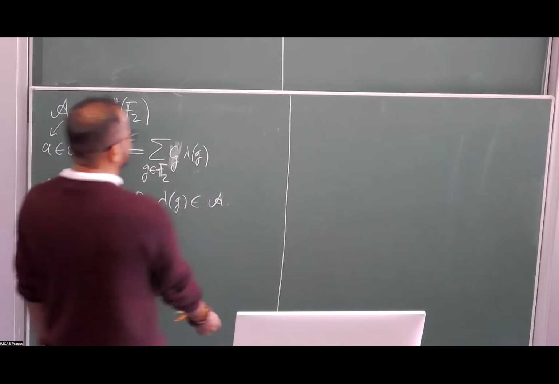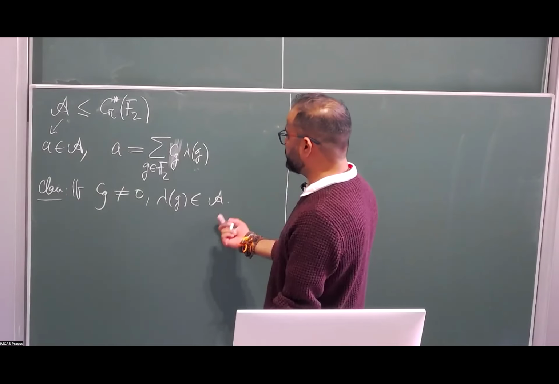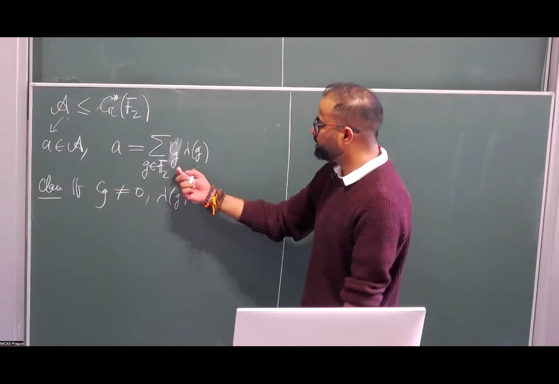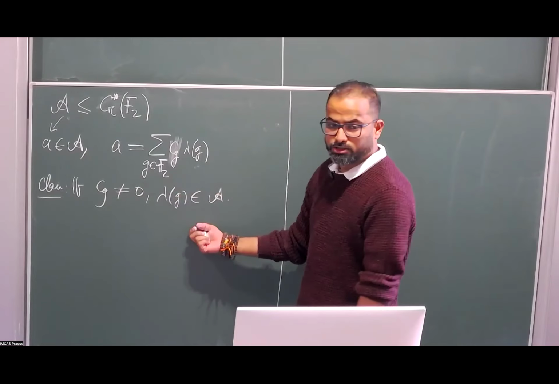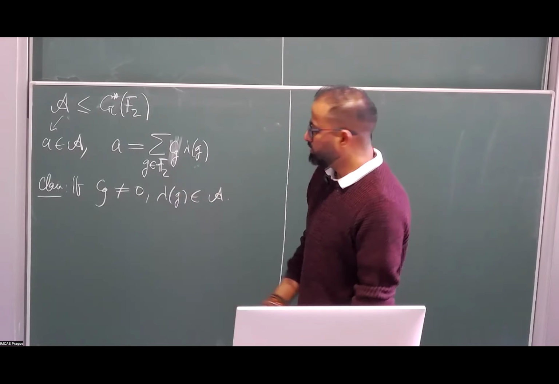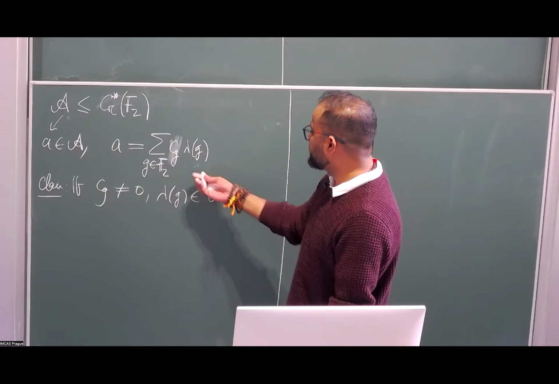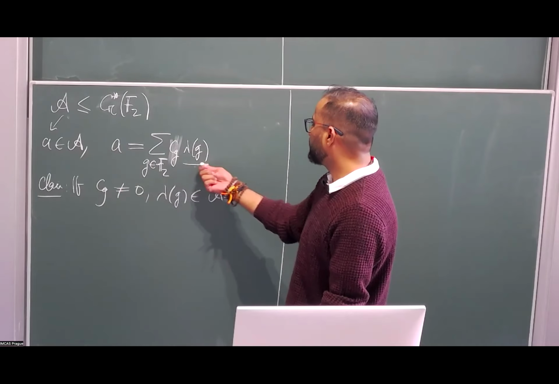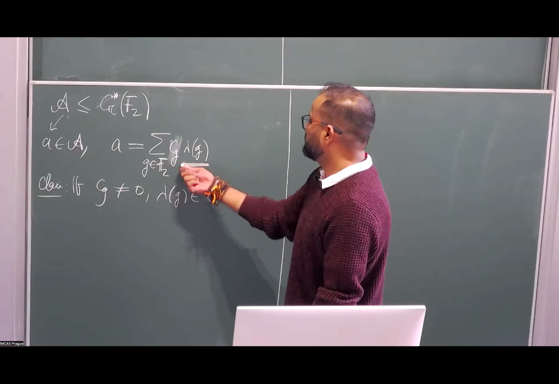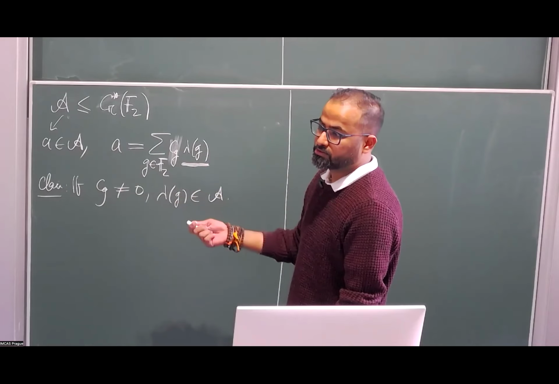Okay, so as I was saying, the only thing that I need to show is that if the Fourier coefficient here is non-zero, then lambda g must be in A. And so what I basically have to do is extract this group part from this Fourier series expansion.